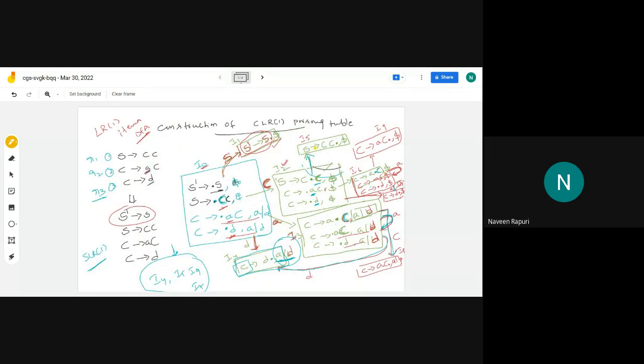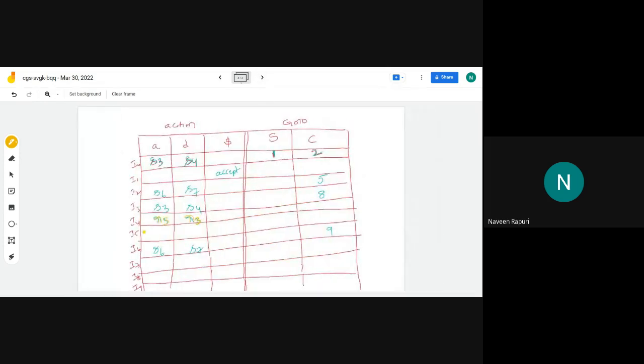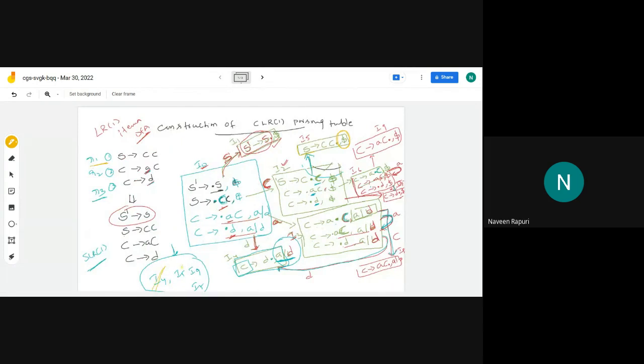Suppose if we see I5, I5 is also finished. I5 means S derives CC, which means R1. R1 can be placed at one place, that is I5 on dollar. So I5 on dollar, that is R1. Coming to I4 completed, I5 completed.